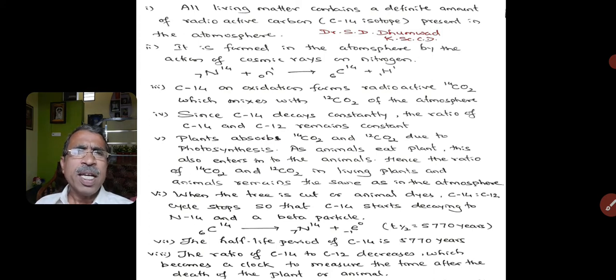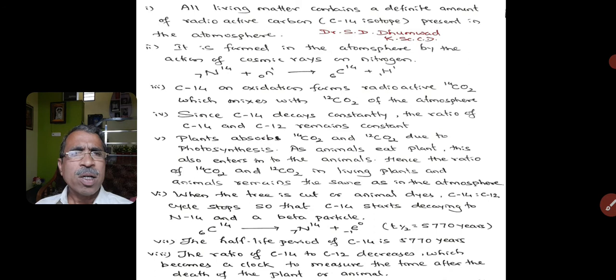Since carbon 14 decays constantly, the ratio of carbon 14 to carbon 12 remains constant. Plants absorb the C14 carbon dioxide and C12 carbon dioxide due to photosynthesis. As animals eat plants, this also enters into the animals. Hence, the ratio of C14 carbon dioxide and C12 carbon dioxide in living plants and animals remains the same as in the atmosphere.